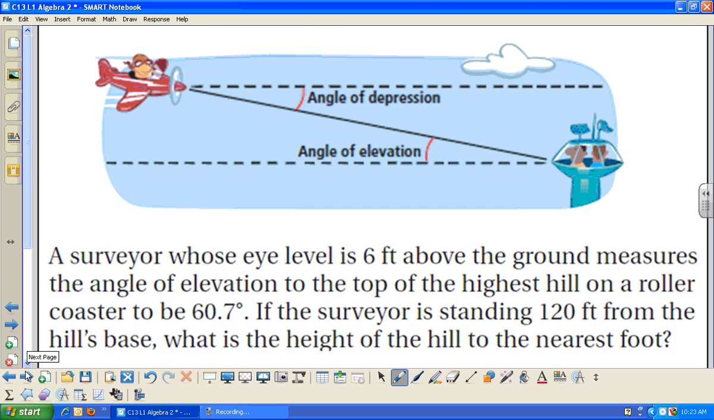And finally, angle of elevation and angle of depression. If I have an angle of elevation, that means I'm looking up. So if this person's looking up to see the plane, this would be an angle of elevation, always looking up. If I have an angle of depression, that means I would be looking down. The person at the plane is looking down on the people, so this would be an angle of depression.